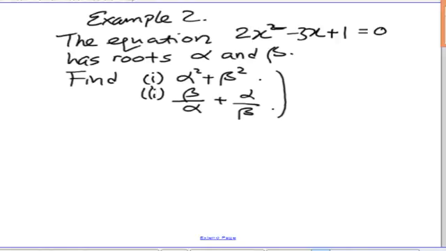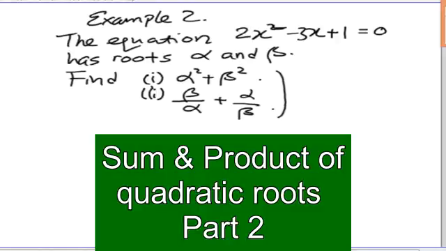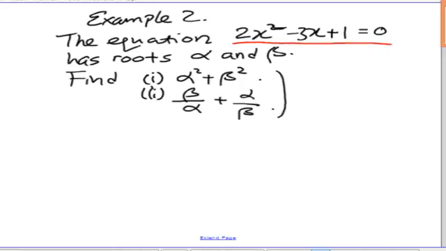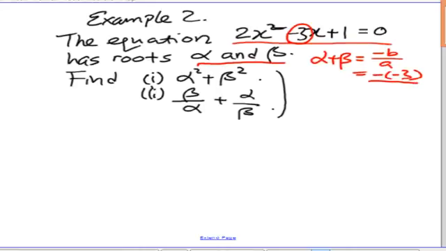Example number 2, which is a little bit more complicated. We will start by looking at this equation here, and we want to let's say has roots of alpha and beta. So we will start by looking at the sum of the roots. So alpha plus beta in this case is negative b over a, and in our case b is negative 3, so it's negative negative 3 divided by 2, or 3/2. And alpha beta, the product, is equal to c over a, and in our case c here is 1, so it's 1 over 2.